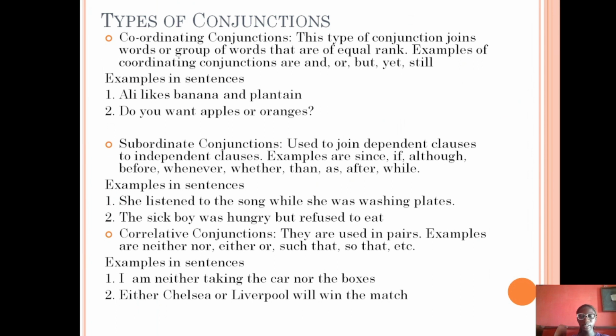Let's look at this example. She listened to the song while she was washing plates. She listened to the song is the independent clause here. While she was washing plates is the one that is dependent. So what we've used while to do is to join these clauses together. She listened to the song while she was washing plates. The sick boy was hungry but refused to eat.